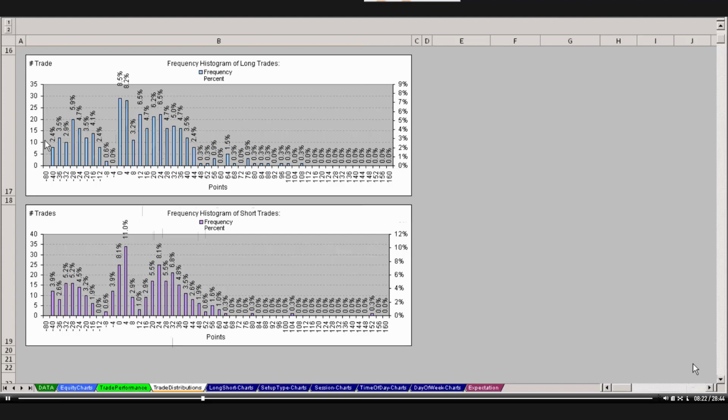What's important a lot of times in this is you really want to see that your winning trades and your losing trades, or your long trades and your short trades, have very similar distribution patterns. If they do, then you know your system is generally stable and repeatable. Let's go ahead and move on to the trade type charts.